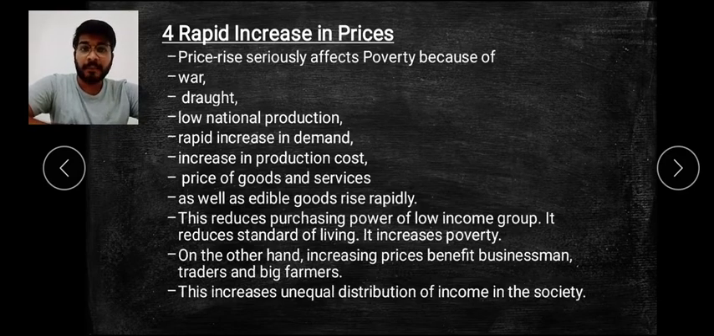On the other hand, businessmen as well as traders or big farmers try to have a good amount of profit rather than others. So there is an unequal distribution of money or income in the economy, where the rich become richer and the poor become poorer because of these natural or man-made calamities. I hope you have understood this particular thing.